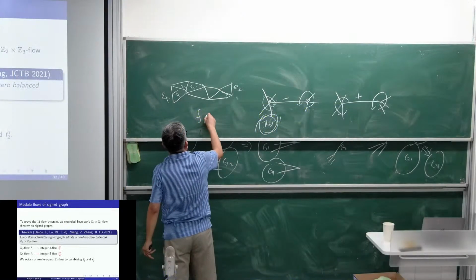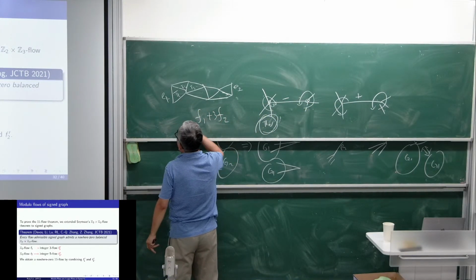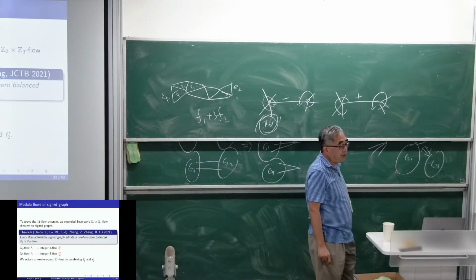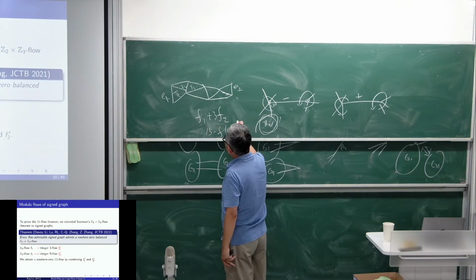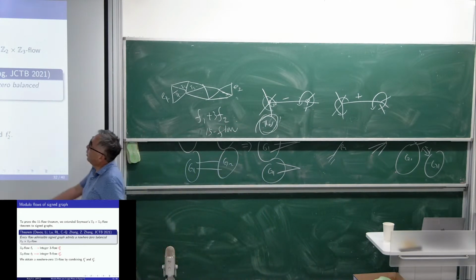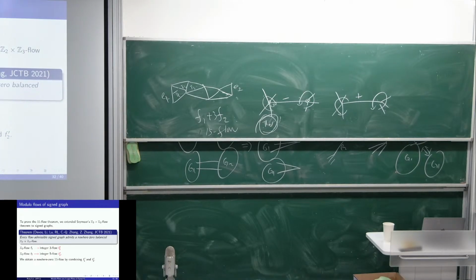I think that's the F1 plus 3F2. So this normally gives us a 15 flow. How do we get an 11 flow? Actually, in this lemma, we have a very nice lemma here. This is not just any arbitrary 5 flow. We have a very, very nice 5 flow. What does 5 flow mean? The flow values are 1, 2, 3, 4.